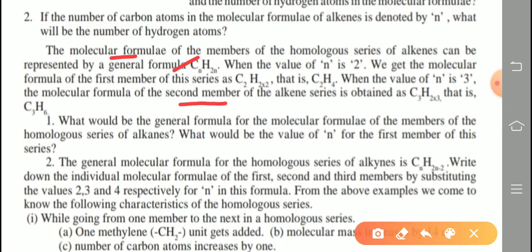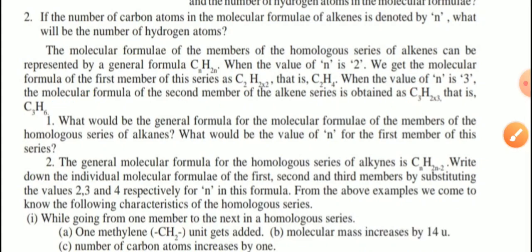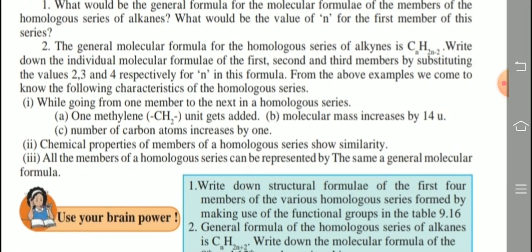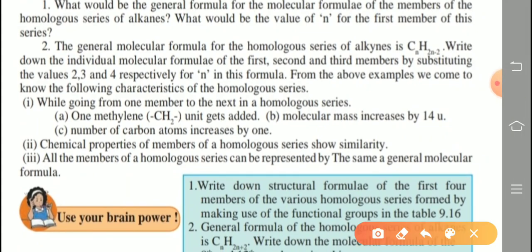When the value of n is equal to 3, then we get the second member, whose formula is C3H6, that is propene. C3H6 means propene. Clear? So we already learned the answer of these two questions. Clear? Next one.